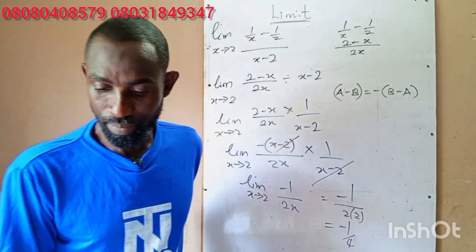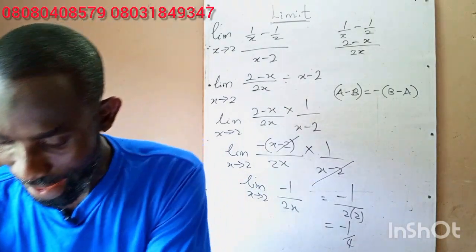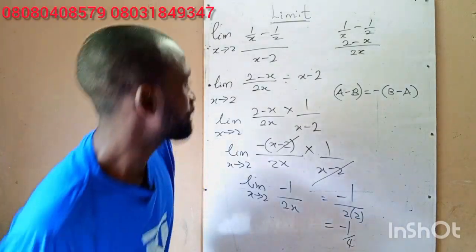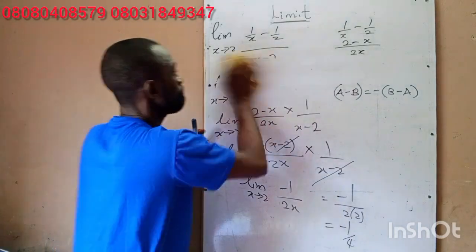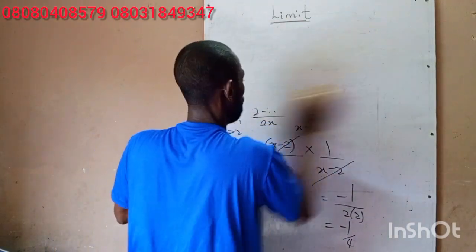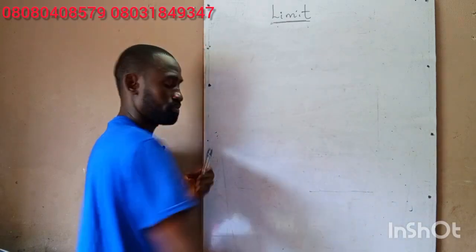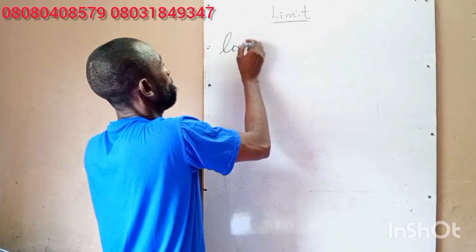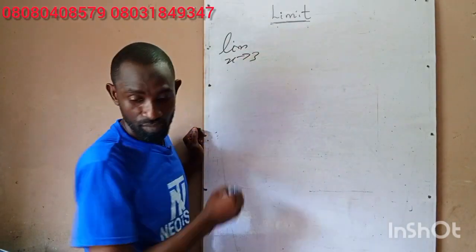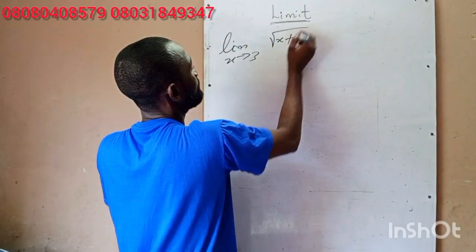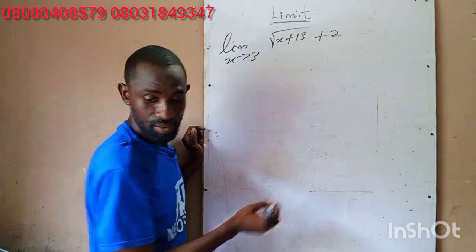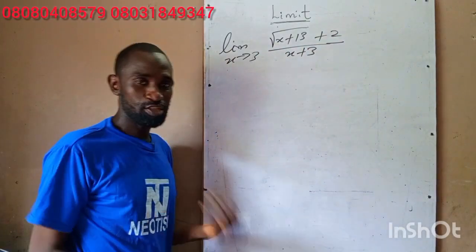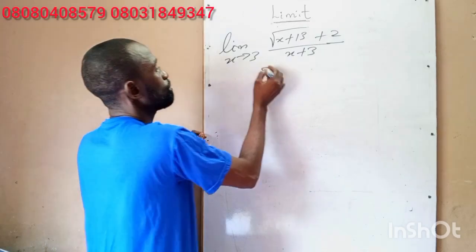We also evaluate the lim of root of x plus 13 plus 2. Alright. So let me wipe this one off. So evaluate the lim as s tends to 3 of root of s plus 13 plus 2 outside, all over s plus 3. So what are you going to do here? Use the substitution method. That's the first thing. So here we have the solution.